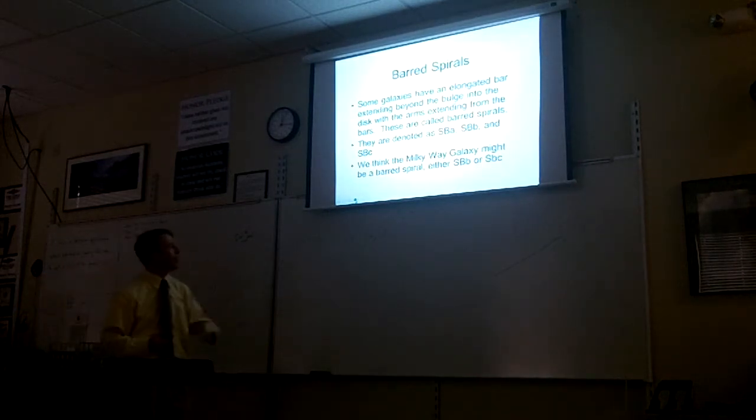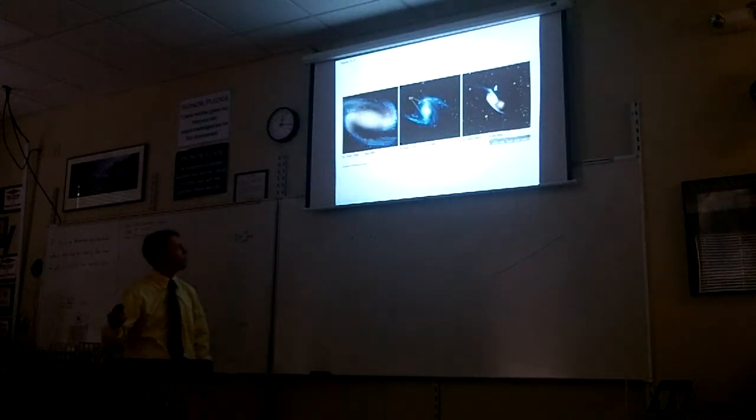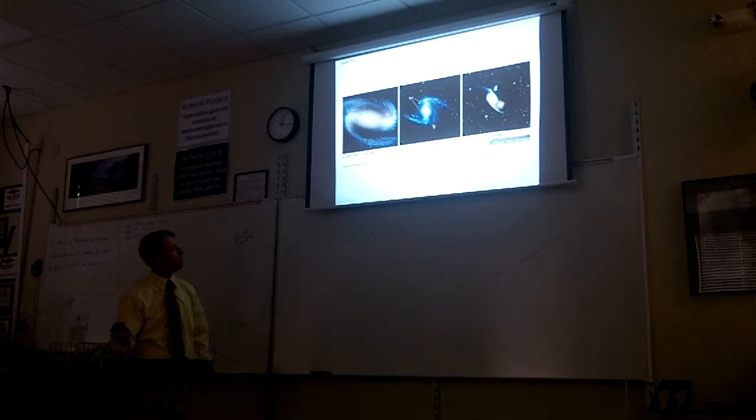Now there's another type called a barred spiral. And barred spirals look like this. They look like the TIE fighters from Star Wars, sort of. They have their center bulge, and then they have these bars coming out of the center bulge. And then the spirals come off of the bars.